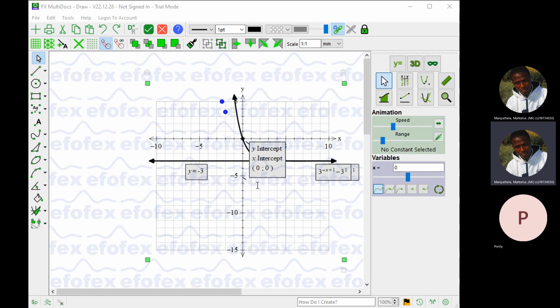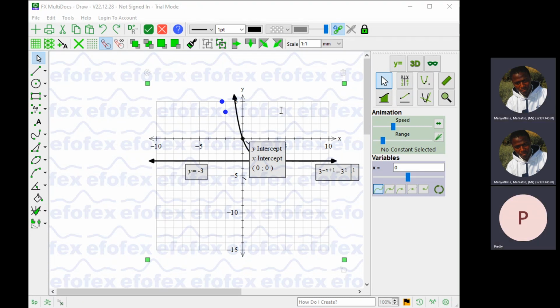Which means we can write it as negative x plus 1.